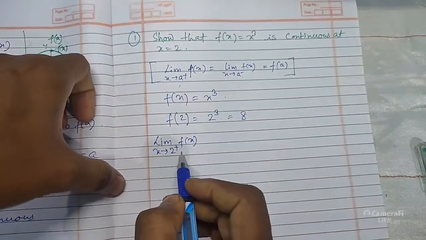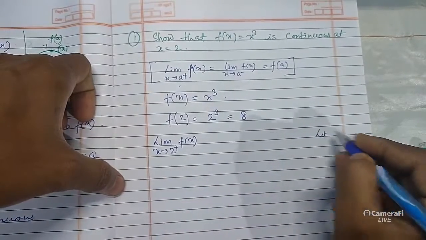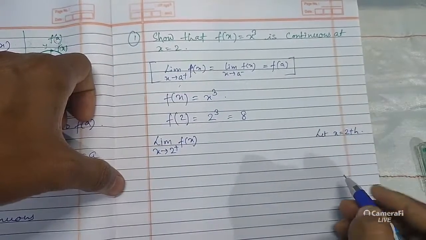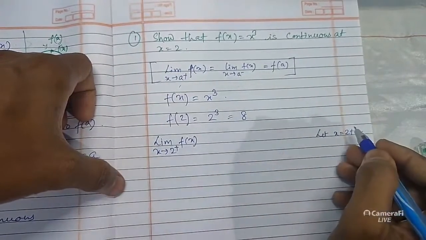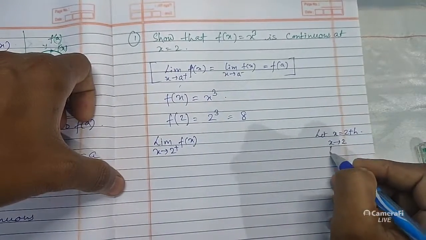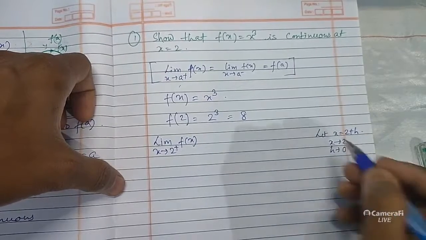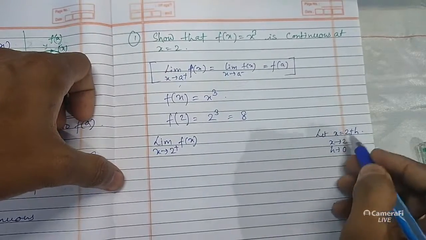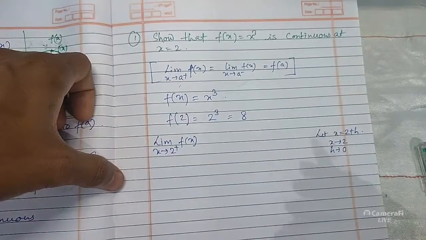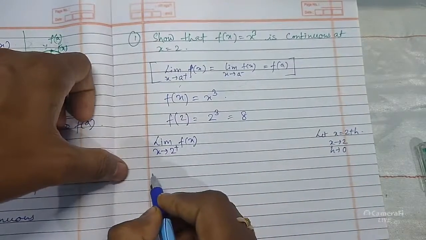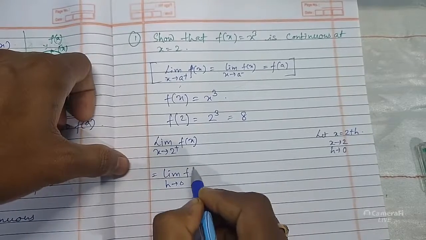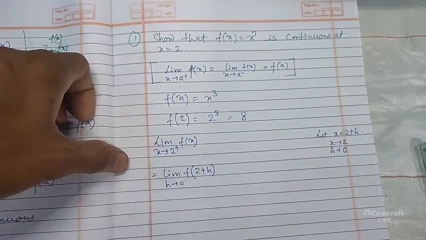Whenever x tends to 2 plus is given, let us choose x equals 2 plus h. 2 plus means greater than 2, so let it be 2 plus h. Now if x tends to 2, h obviously tends to 0. If you put 2 in the place of x, the 2s cancel, so h will become 0. So when x tends to 2, h tends to 0. So this will become the limit as h tends to 0 of f of 2 plus h.